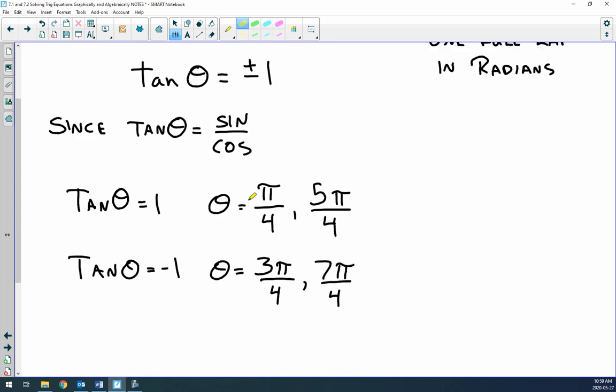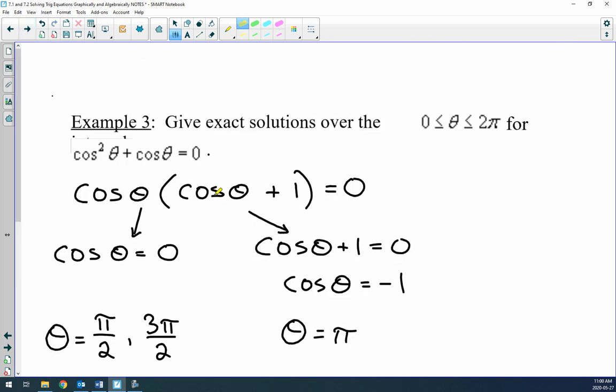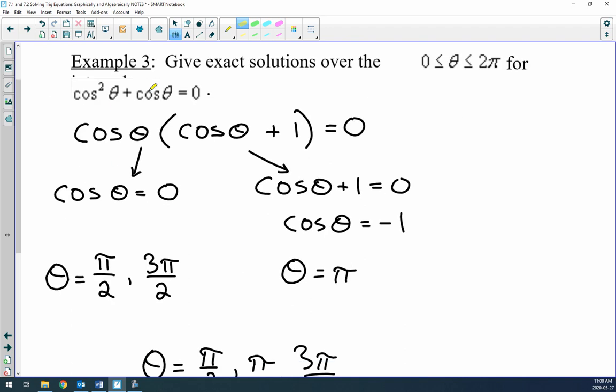Okay, example number 3. Find the exact solutions between 0 and 2 pi. Again, we're in radians, for cos squared theta plus cos theta equals 0. So this one, we have a common factor, and the common factor in this case is cos theta. So we pull that out, and we end up with cos theta equals 0, and cos theta plus 1 equals 0, and we rearrange it.